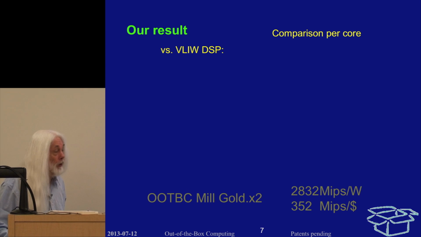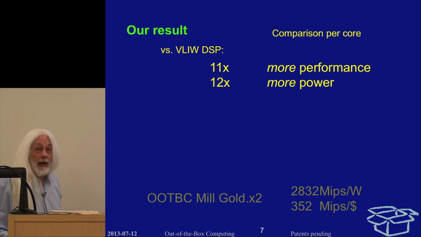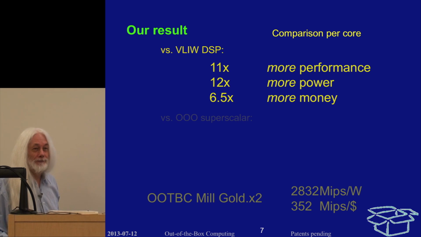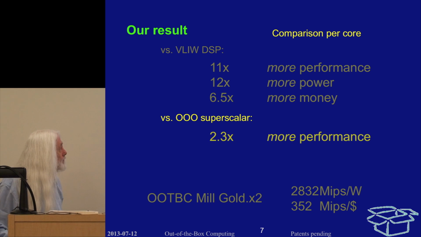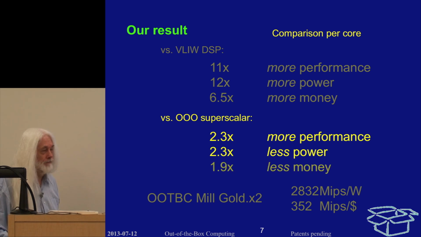To make that same per core comparison, compared to the VLIW, it has 11 times more performance at 12 times more power. So we were successful. We had linear scaling compared to the VLIW. Take the price difference with a grain of salt. Compared to the out of order, per core, not quite 2.5 times the performance, not quite 2.5 times less power, and not quite 2 times less money.